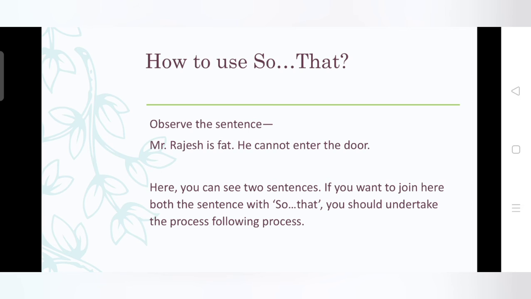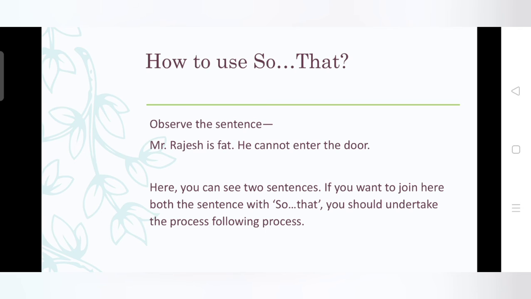Now there are 2 types of sentences. In the first type of sentence we should use to, and in the second type of sentences we should remove to. So when we are removing the word to, we are writing so that in place of to. So there are some general considerations that we should look at to remove the word to.